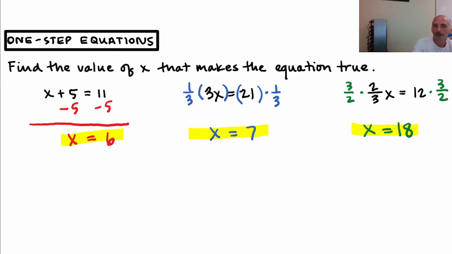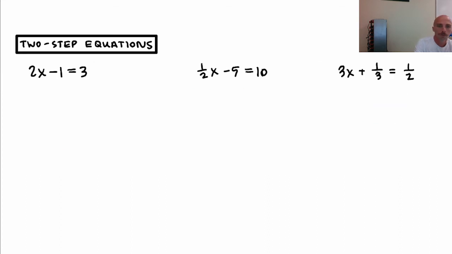Now let's add in a second step. Let's solve some two-step equations. These equations are going to be pretty much the same. We're just going to have to do a first step before we're ready to solve it, right? So 2x minus 1 equals 3. We're going to want to get rid of that minus 1 first.